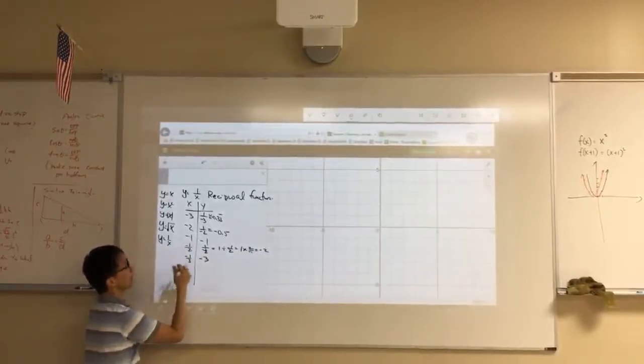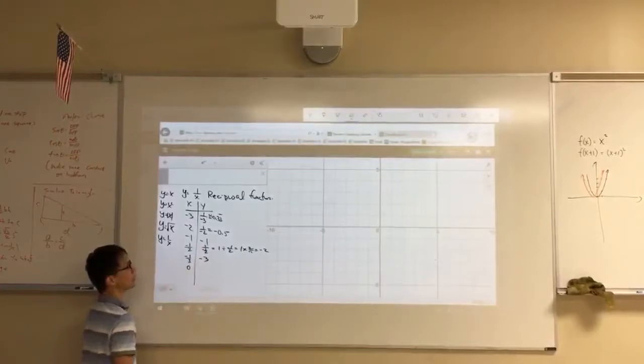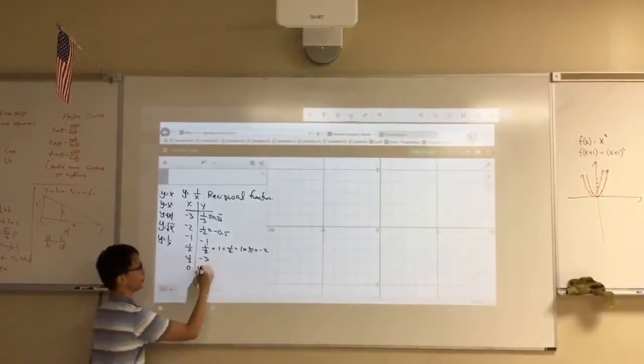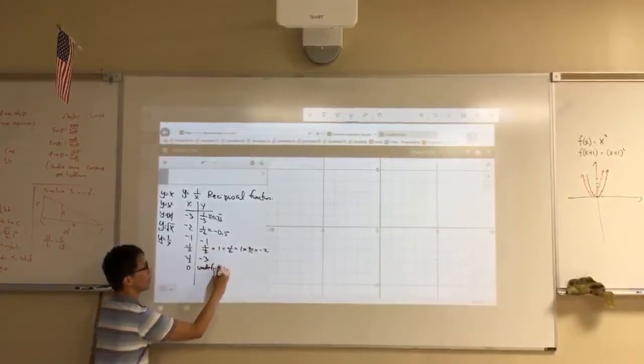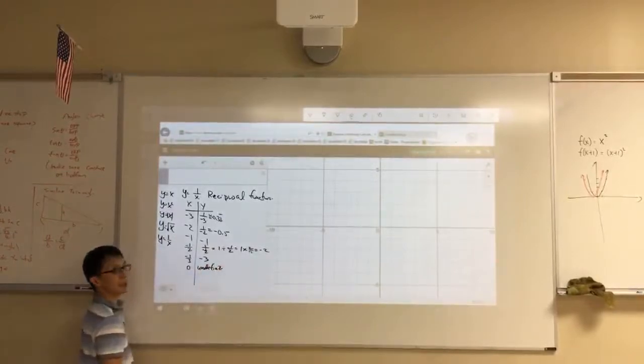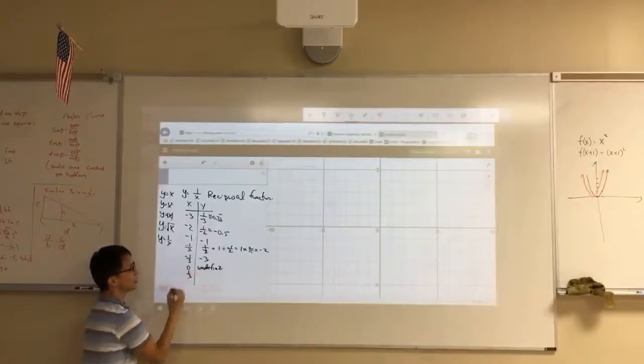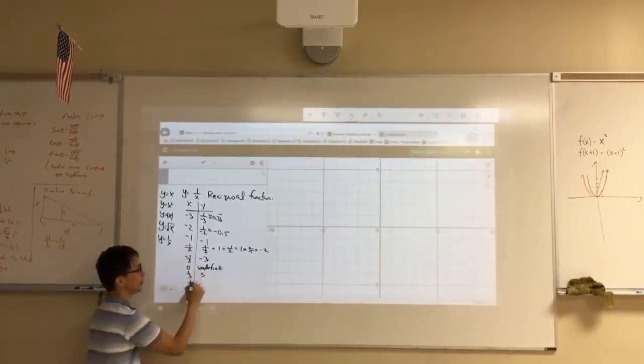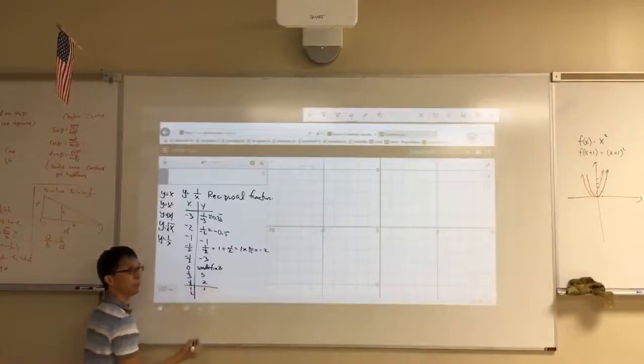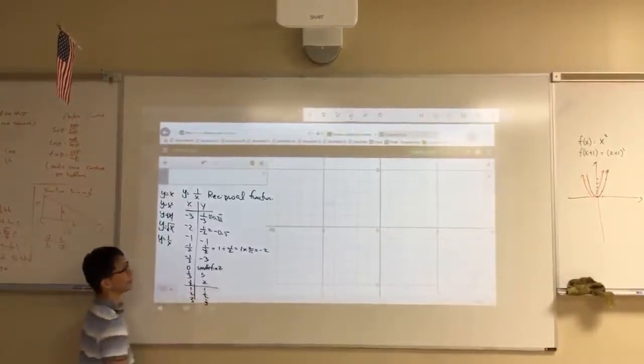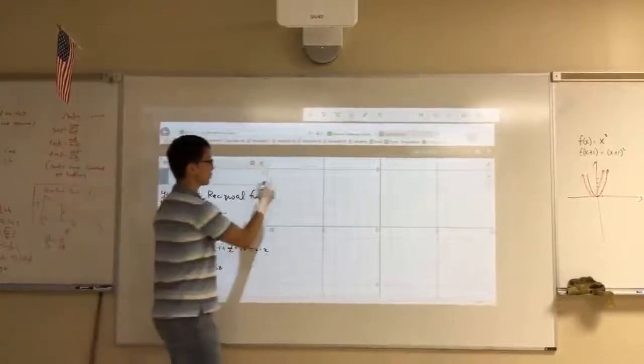Now if I plug in 0, what will happen? Undefined. You cannot divide by 0, it's called undefined. Now I'm going to do 1 over 1/3. That's 3. 1 over 1/2 is 2. 1 over 1 is 1. How about if I put 2? 1/2. And 1/3 for 3, right?